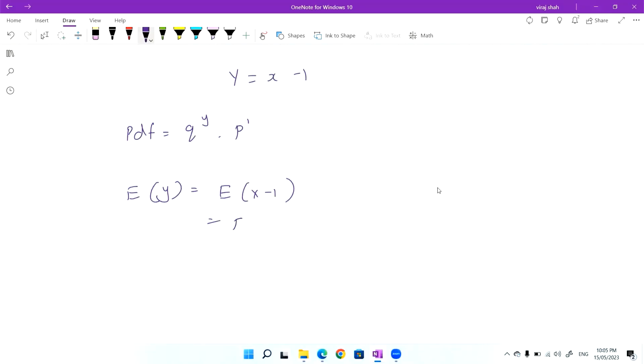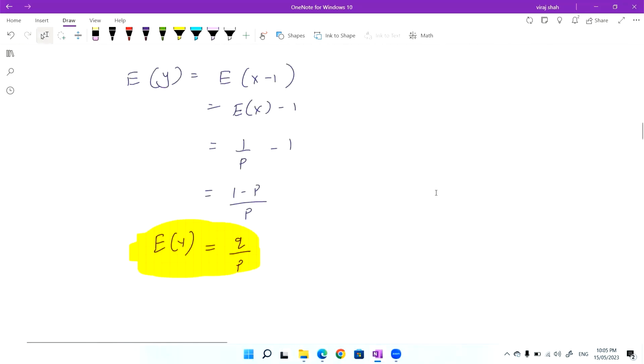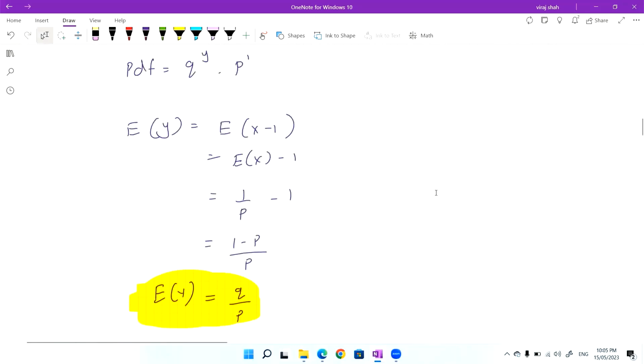Or you can say expectation of x minus 1, because expectation of a constant is a constant itself. Expectation of x is 1 by p, minus 1. Taking p common, 1 minus p upon p. 1 minus p is nothing but q. So q upon p. Our expectation of y is q upon p. The probability of failure out of the success is q by p. Common sense, right? The ratio of your failure upon your success is nothing but your expectation of failures. Common sense.